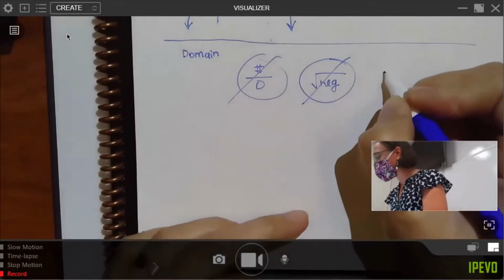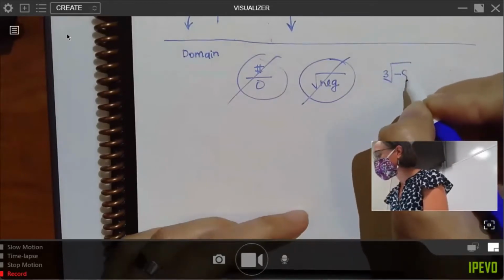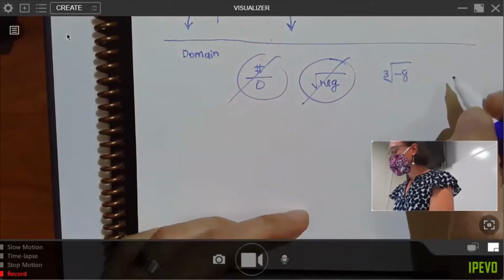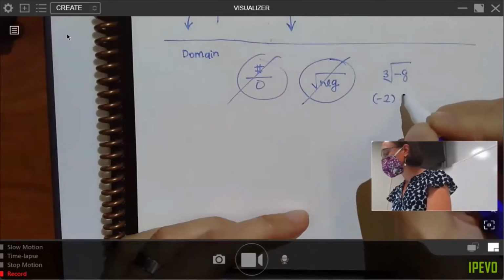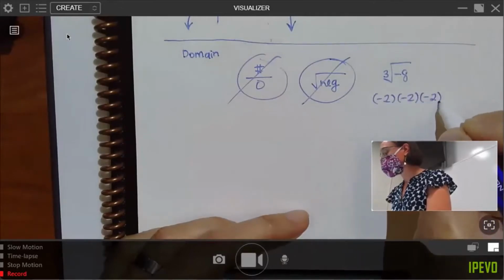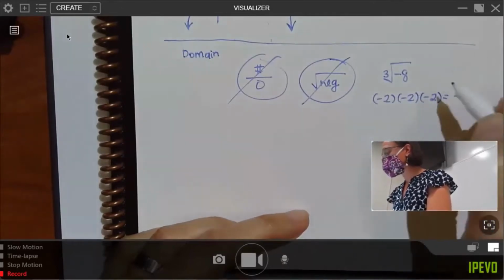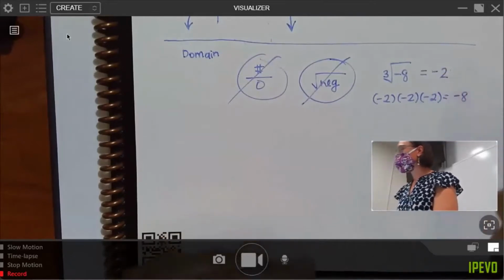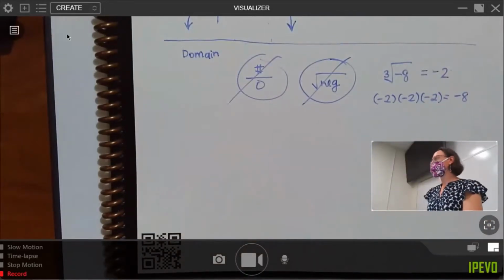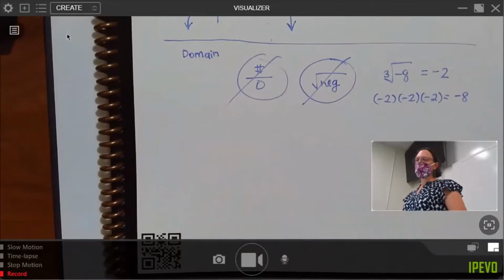So if I had the cube root of -8, this one's okay, because -2 times -2 times -2 is equal to -8. So cube roots of negative numbers are totally defined. We're totally good with cube roots. It's only those square roots.